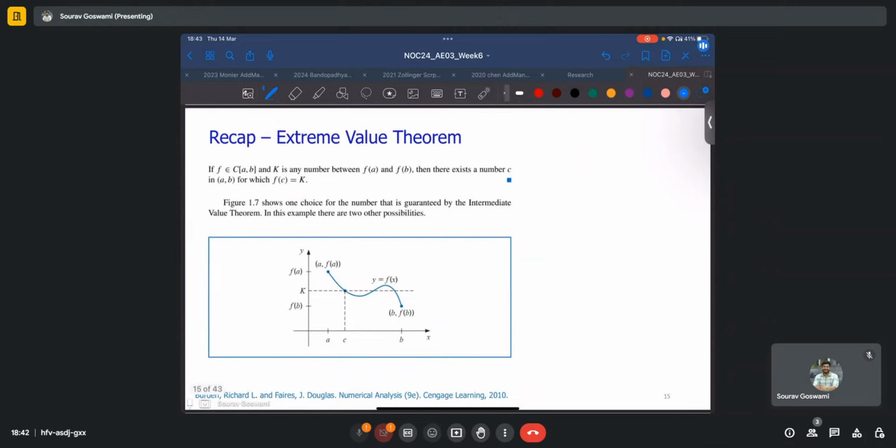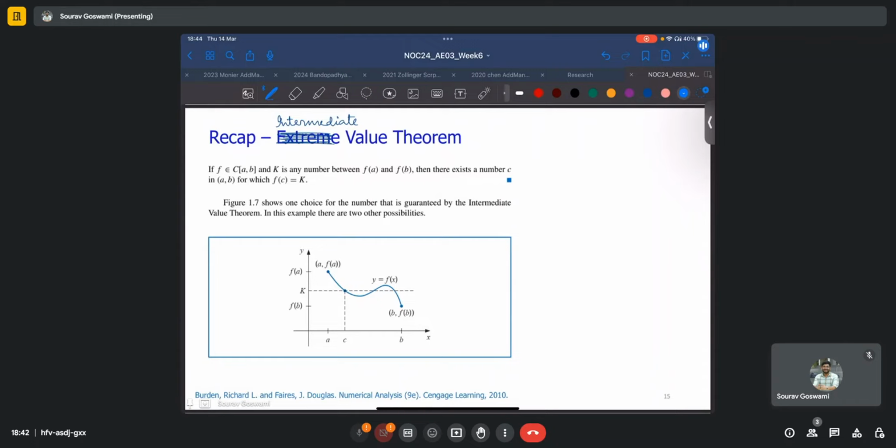And this is actually the intermediate value theorem. So yeah, I forgot to change the header. Now, if f is a function which is continuous on closed [a, b], and k is any number between the functional value of a and the functional value of b, then there exists a number c in (a, b) for which f(c) is equal to k.